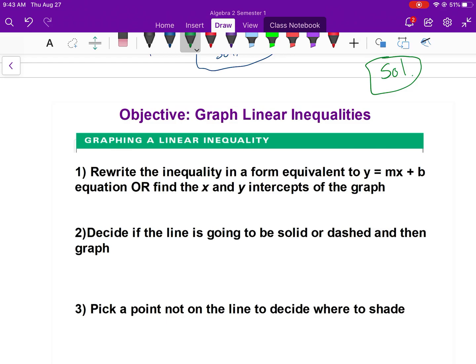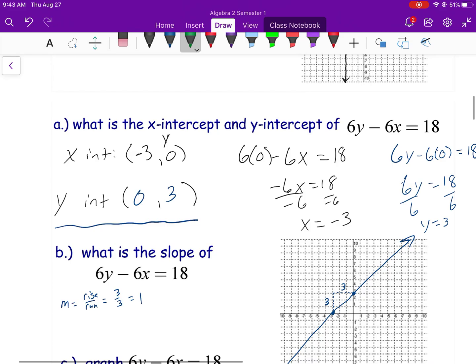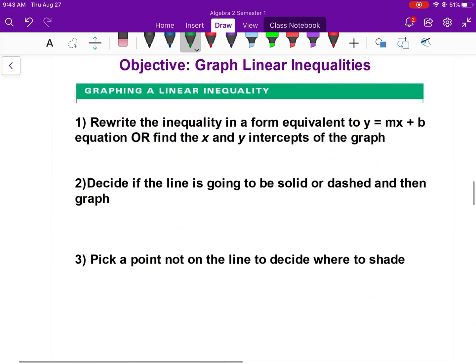I want to move more towards that idea that we used up here. We found the x and y intercepts, and then we just plotted those points, and since it's a line, you can just connect your dots and make a straight line. Moving forward, that's going to be a lot easier if you get that concept down. Then decide if the line is going to be solid or dashed.